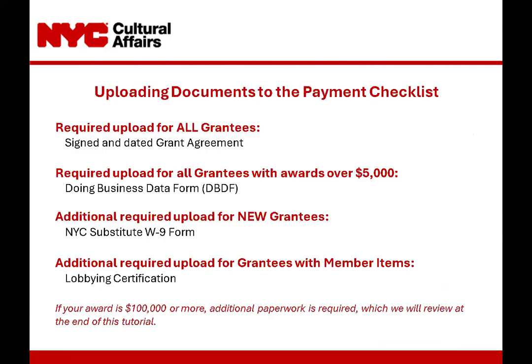So what documents are you required to submit and who is required to submit them? All grantees are required to submit a signed and dated grant agreement. All grantees with awards of over $5,000 must submit a completed Doing Business data form. If you are a new grantee that has not received DCLA administered funding in the past, you will also need to submit a substitute W-9 form. And if you receive member items from the City Council, you will need to submit a lobbying certification. Grantees with total awards of $100,000 or more must submit insurance documents and other required materials, which we will review at the end of this tutorial.